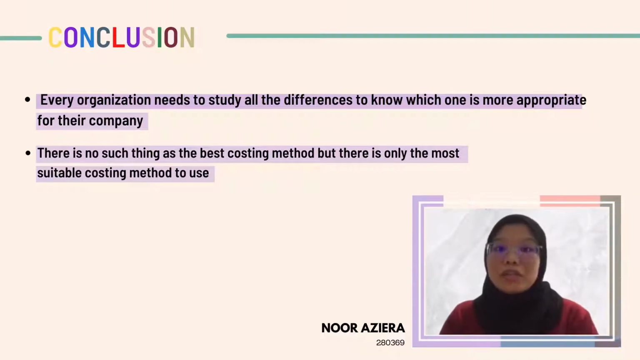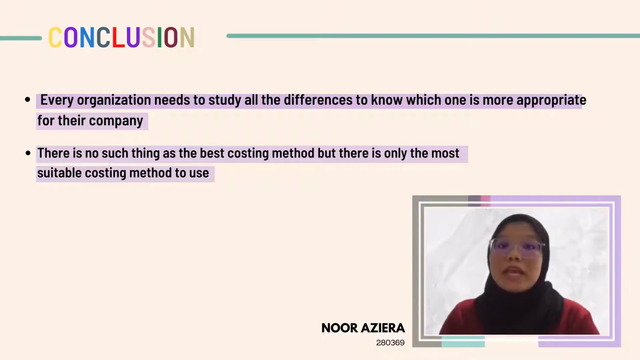In conclusion, there are various of difference between traditional costing and activity-based costing. Every organization in Malaysia need to study all the differences to know clearly what they require prior and decide the most appropriate method for their company. There is no such thing as the best costing method, but there is only the most suitable costing method to use.